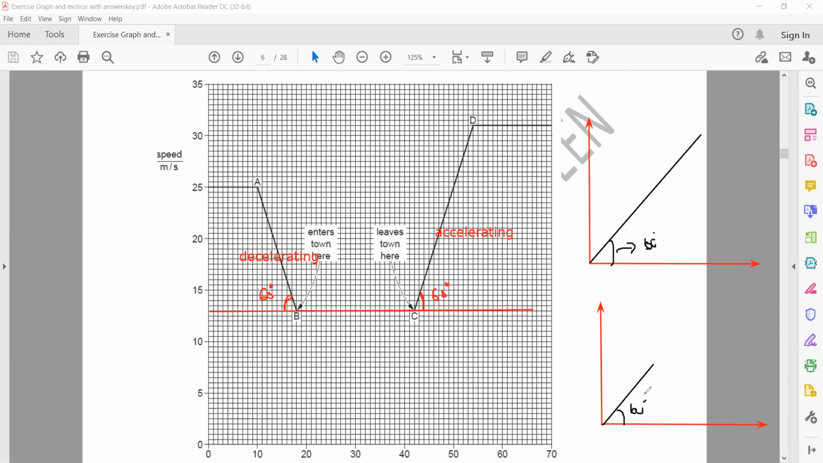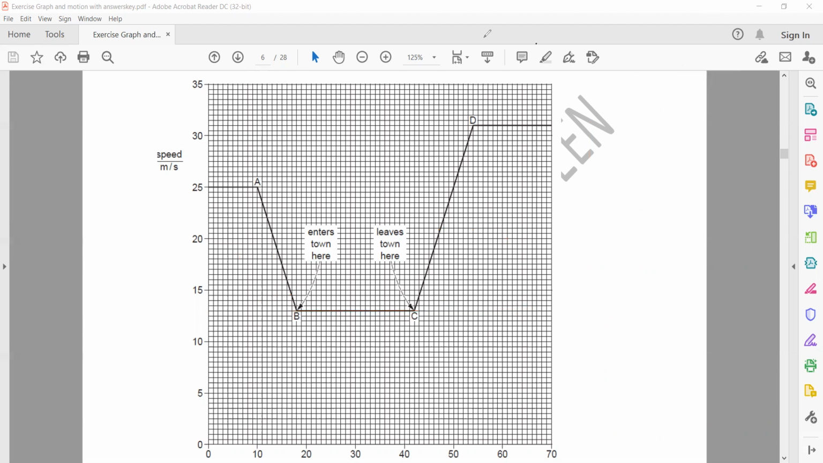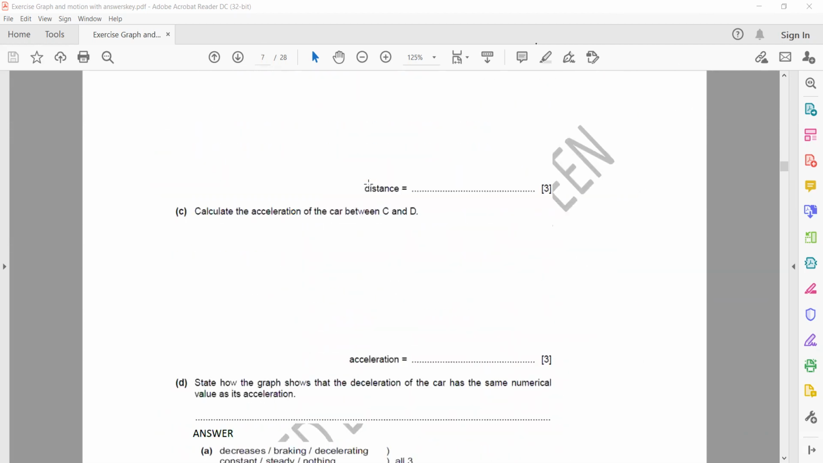So when the angles of a graphical line are the same, we say that they have the same slope. Same slope does not mean the lengths are the same; it means the angles are the same. So if two lines have the same angle, we say they have the same slope as well. So in the question they were asking how you can say that acceleration and deceleration have the same numerical value. Because they have the same angle, the acceleration and deceleration will have the same numerical values. Is it clear?